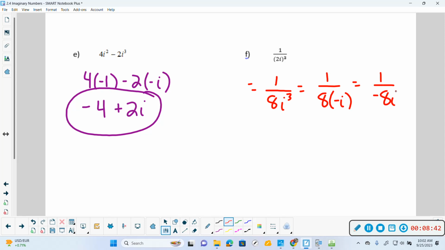And the only thing I would say, I mean, you can leave it like that, but usually you don't leave a negative in the bottom of a fraction. I'm just going to kick the negative out front, make it negative 1/8 i. So just for funzo, what would be the real part of your answer?